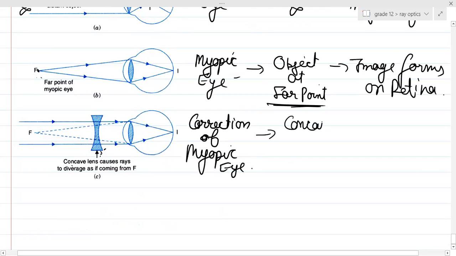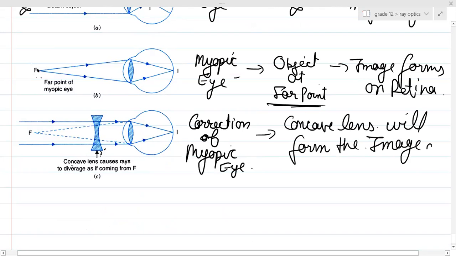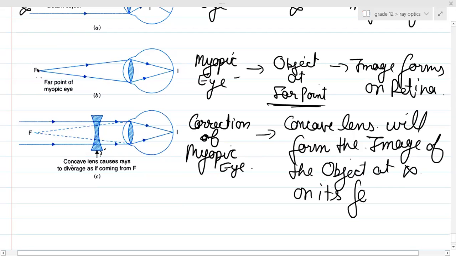Because it will form the image of the object at infinity on its focus, right? So basically what we can do, we know this particular thing now.